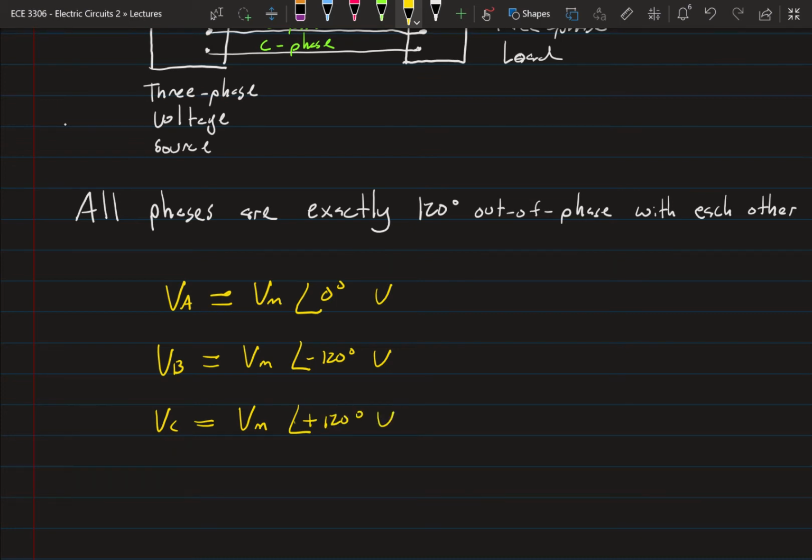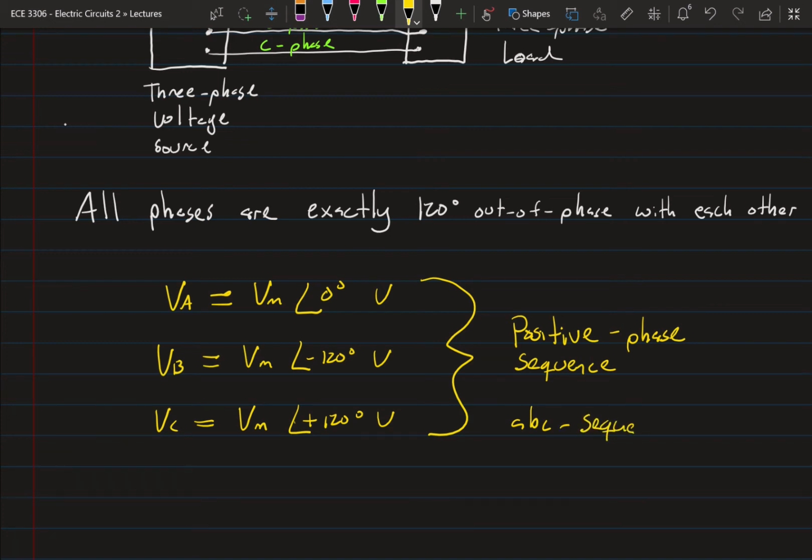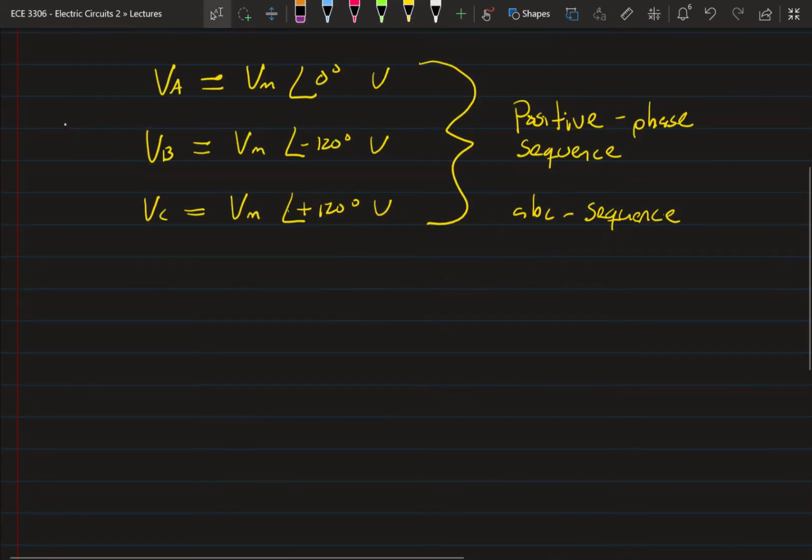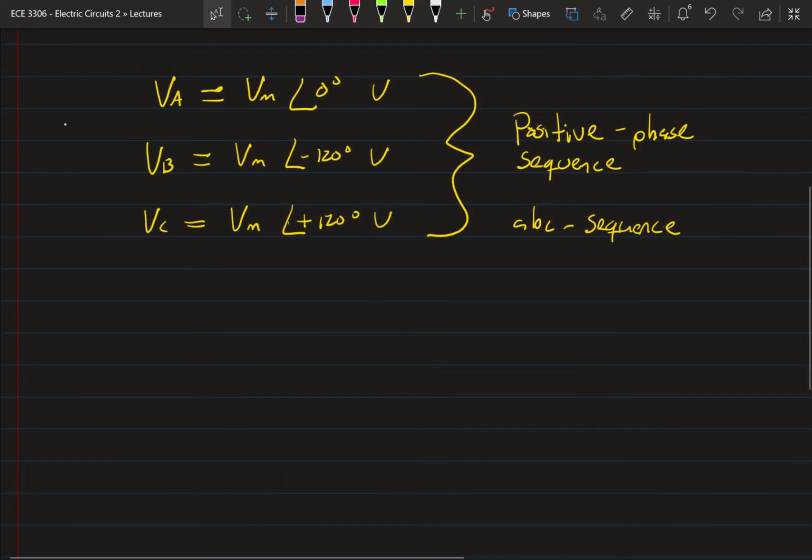Now, when the voltages are arranged this way, we refer to this as a positive phase sequence. Sometimes you'll also hear it referred to as an ABC sequence. And if there is a positive phase sequence, it sort of stands to reason that there ought to be a negative phase sequence. And there sure is.